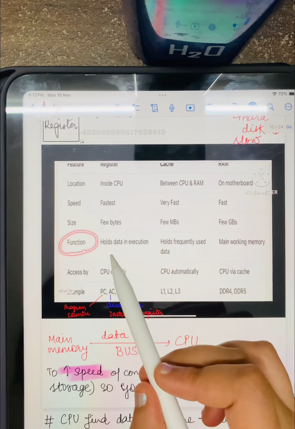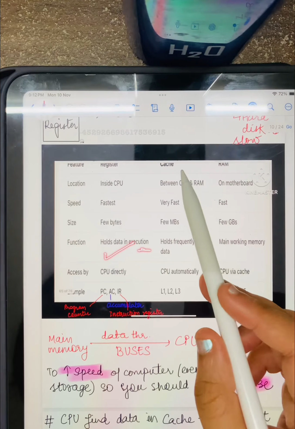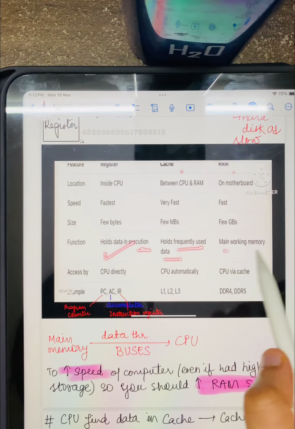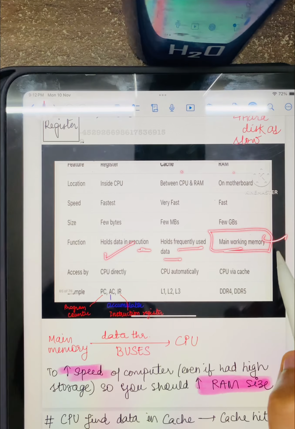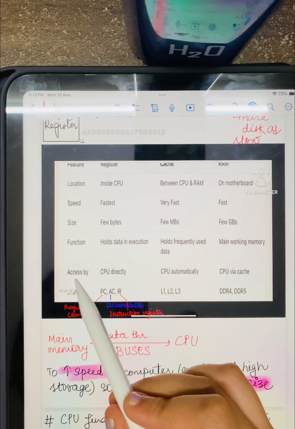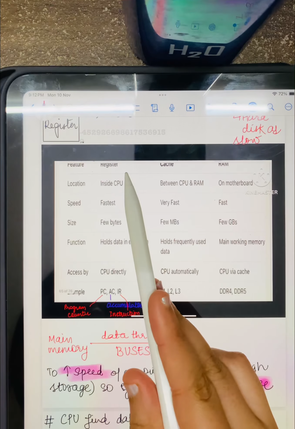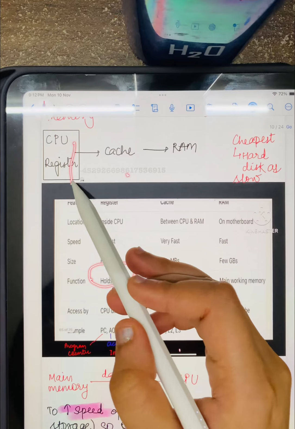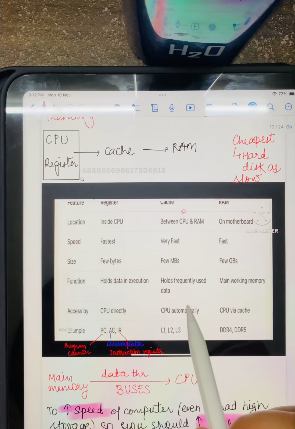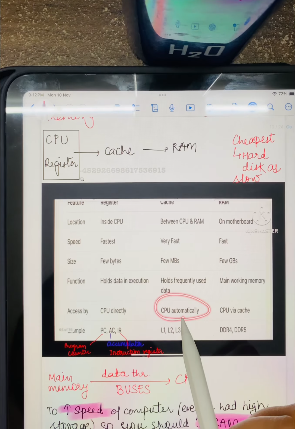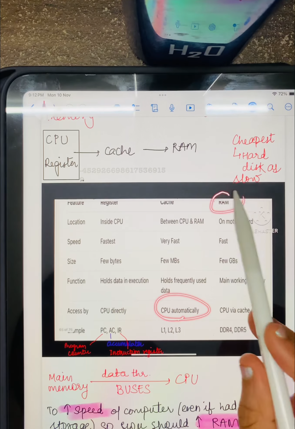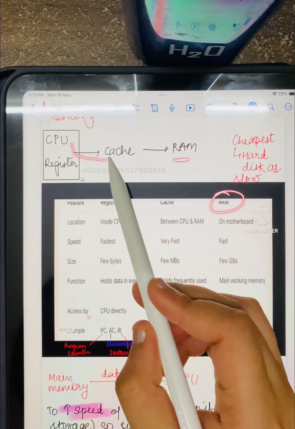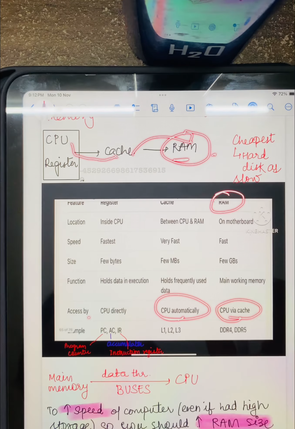Functions: registers hold data in execution, cache holds frequently used data, and RAM is the main working memory. Register data is accessed by the CPU directly. Cache data is accessed by the CPU automatically, and RAM's data is accessed by the CPU via cache. CPU cache के through RAM से data लेता है.